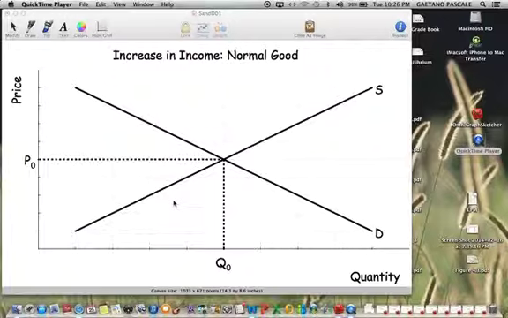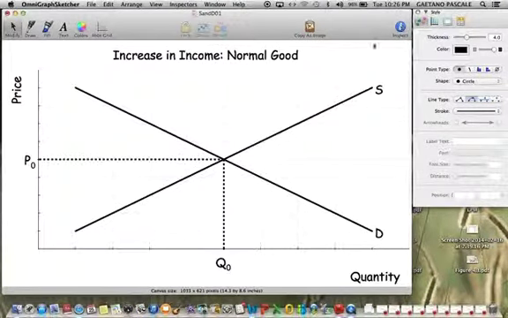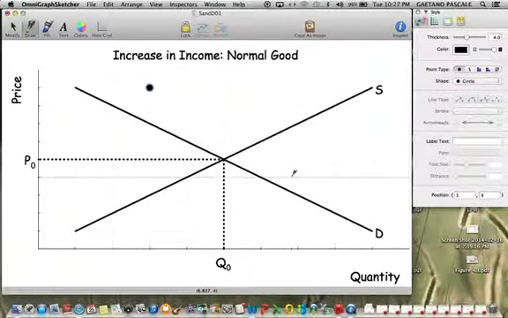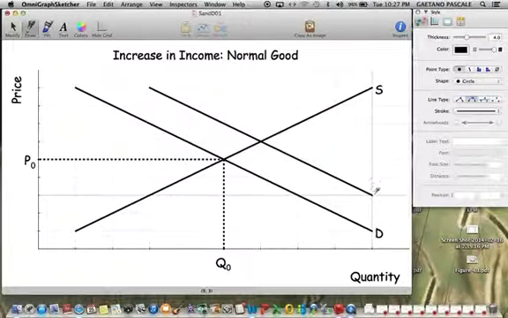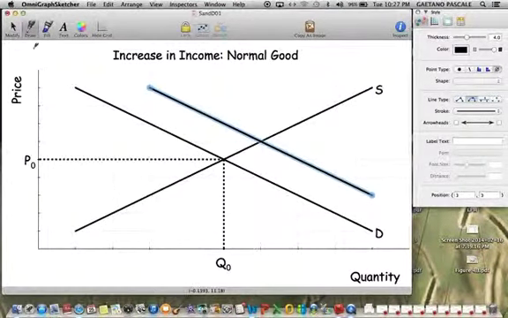The second part you have to determine is which way it's going to shift. Since we're talking about an increase in income for a normal good, we know that the demand curve is going to shift to the right, because there's a positive relationship between income and demand for a normal good. So if you were asked a question about this, you would need to show that the demand curve shifts to the right. So we could draw in a demand curve here that has shifted to the right.